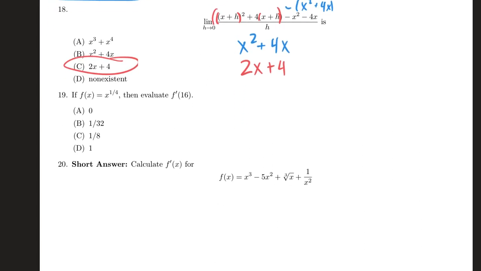For 19, we have x to the 1/4. We want to find f prime of 16. So this is 2 steps. First, we have to find f prime of x. Using the power rule, the 1/4 comes down, and we subtract 1 from the exponent. So 1/4 minus 1 is -3/4. And now we want to plug in 16 to that.